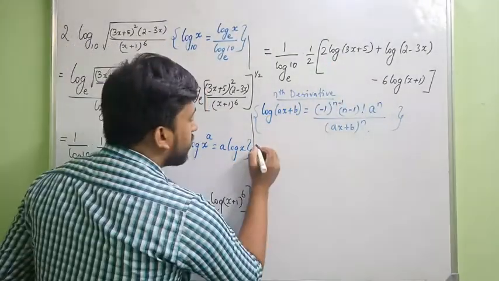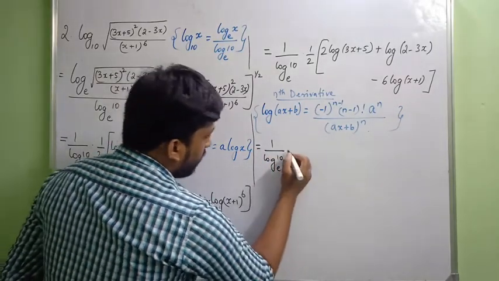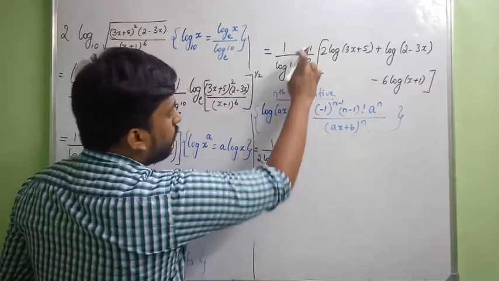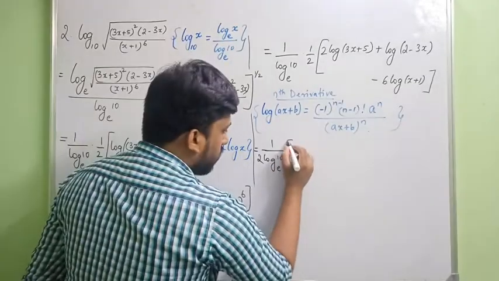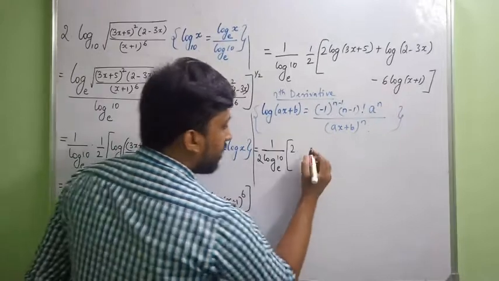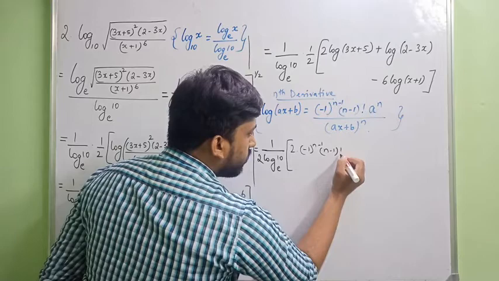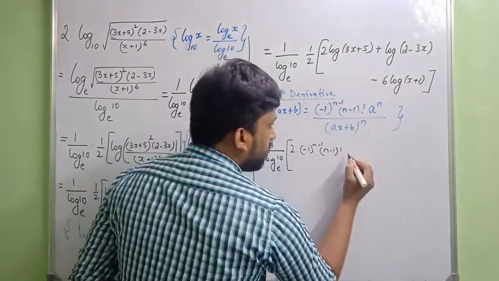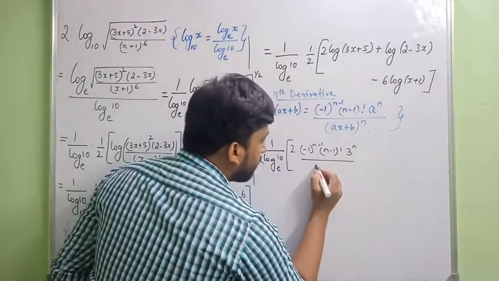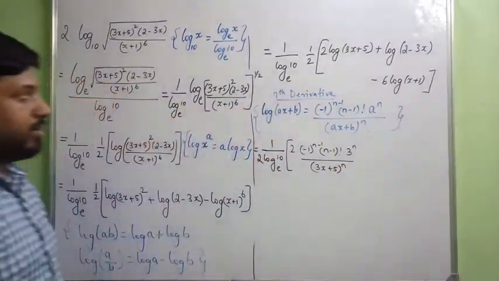Yes, simple. So that is equal to 1 by log 10 to the base e, just 2 I can write, 1 by 2 log 10 to the base e. Now what happens? 2 into log of 3x plus 5, in this form we have minus 1 to the power of n minus 1, n minus 1 the whole factorial, but here a is nothing but 3. So 3 to the power of n, divided by 3x plus 5 to the power of n.